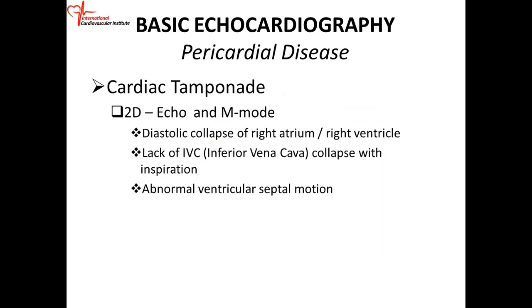In expiration, you're going to have increased blood flow into the left ventricle. The left ventricle cannot expand towards the pericardium because of the increased pressure. So the septum moves to the right to accommodate the increased blood flow into the left ventricle. So the septum is constantly moving back and forth. That's what we call the abnormal septal motion. In inspiration, it's going to move to the left, and in expiration, it moves to the right.